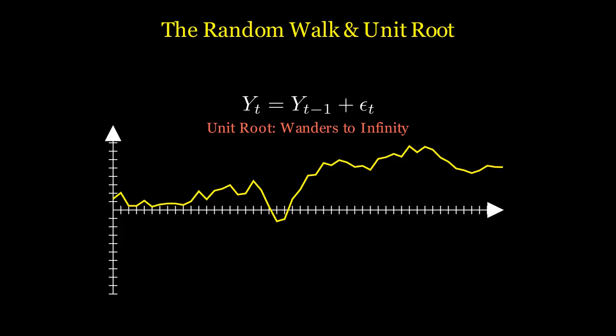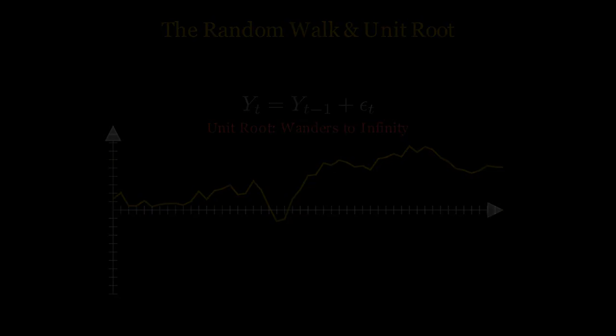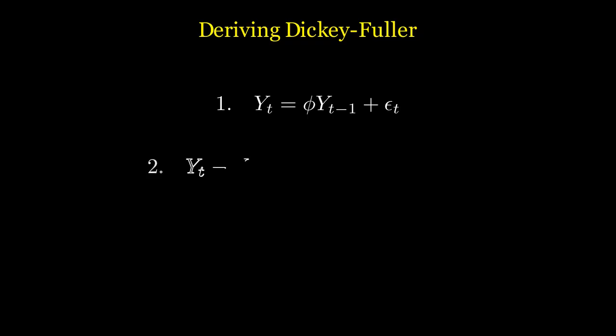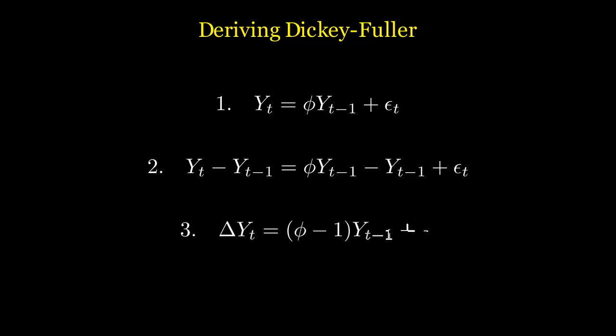Enter the Dickey-Fuller test. In 1979, David Dickey and Wayne Fuller developed a way to check for that pesky unit root. They started with a basic autoregressive model, y_t = φ y_{t-1} + ε_t. If phi is 1, we have a unit root. To make it easier to test, they subtracted y_{t-1} from both sides, giving us Δy_t = δ y_{t-1} + ε_t, where δ = φ - 1.